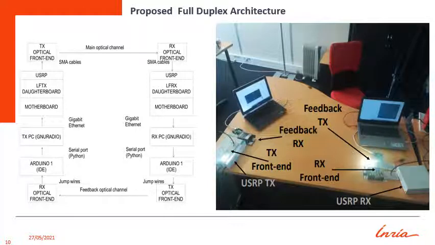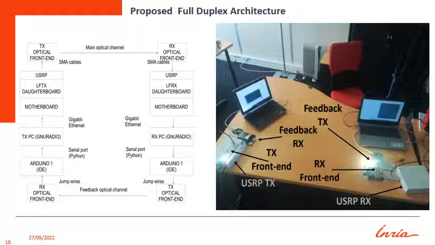This is our proposed full duplex architecture. In this block diagram, in the left part, the main devices which compose our full duplex system are indicated, while in the picture there is our setup, which is located on the table of my office room at INRIA. We consider a main optical communication, so the main optical flow of data, which allows the communication of user data from the transmitting PC, the one on the left, to the receiving PC, the one on the right part of the picture.